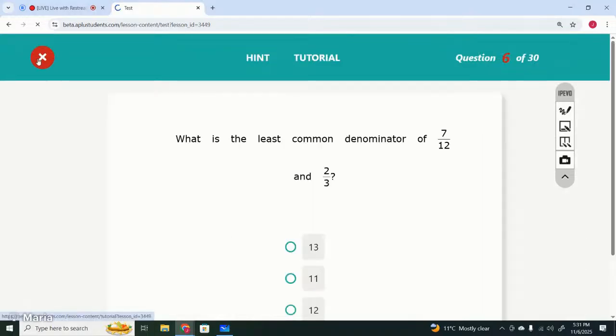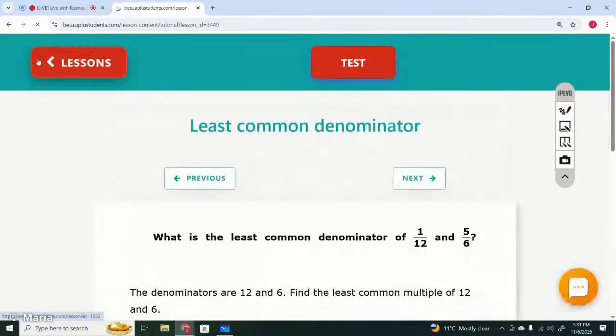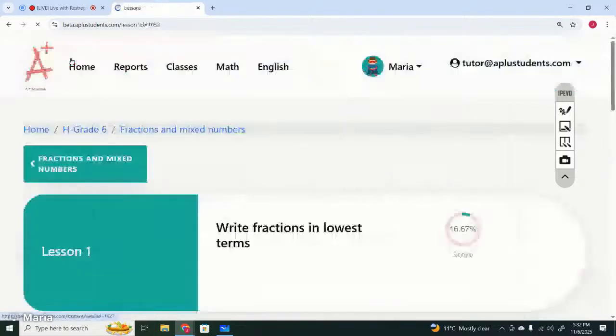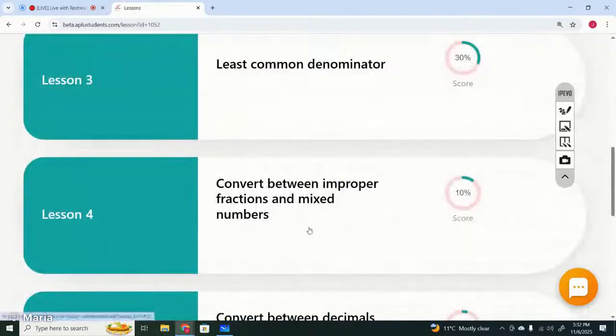Okay, you can complete the lesson by yourself later today. Let me just move on to the next lesson. Convert between improper fractions and mixed numbers.